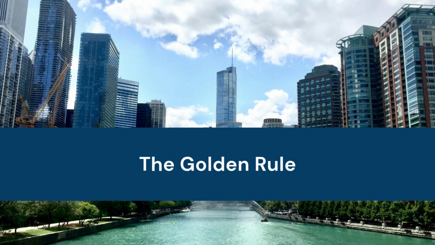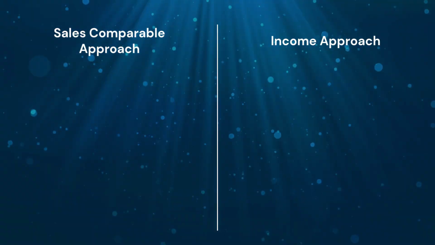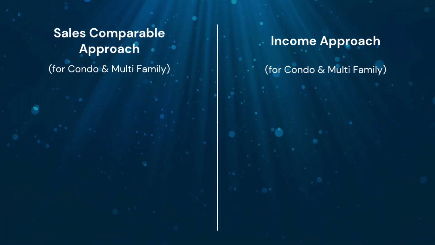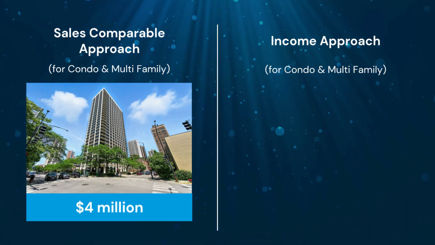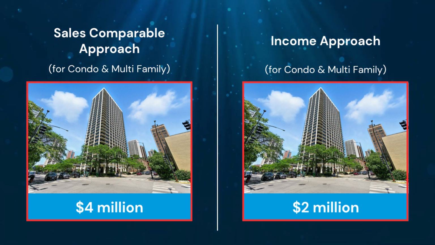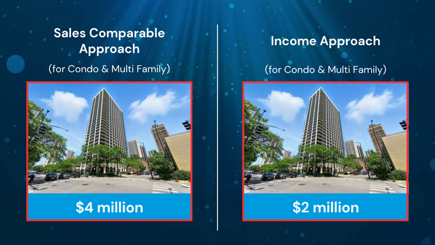The secret to getting it right. Here's the golden rule: use both the sales comparable and income approaches together, especially for condos and multifamily projects. If one method says your property is worth $4 million and the other says $2 million, then that's a big red flag. Time to dig deeper into those comps and figure out what's causing such a big difference. Think of it as detective work, and you've got all the tools you need right here in PropCruncher.